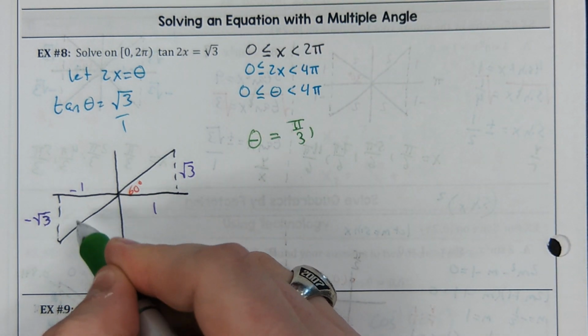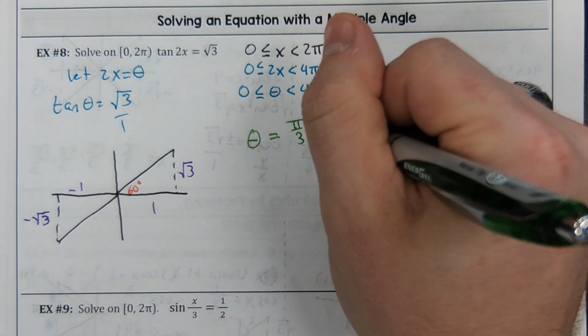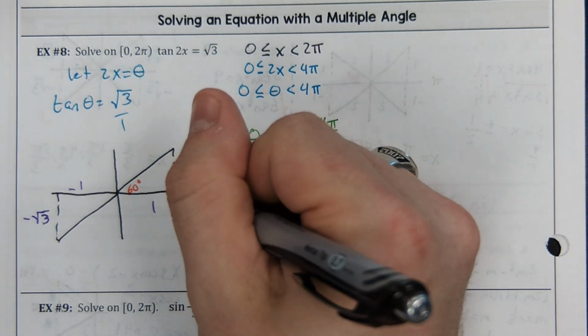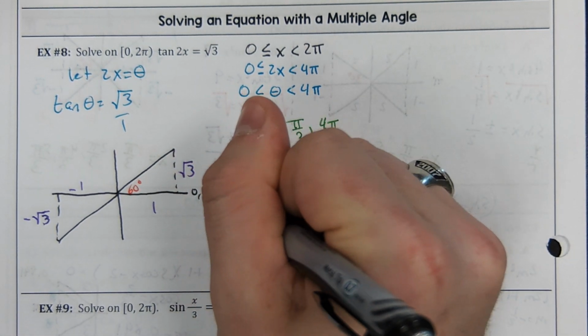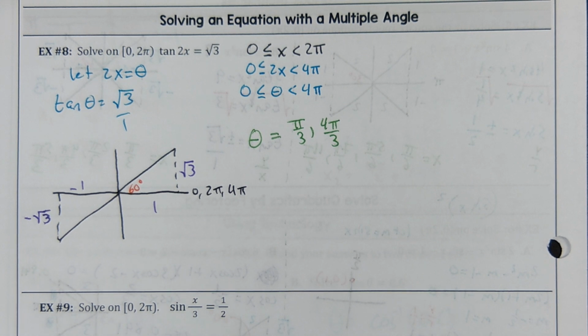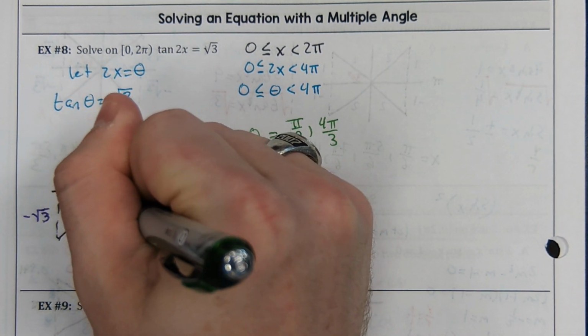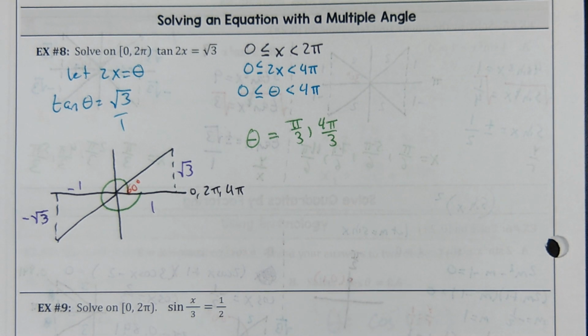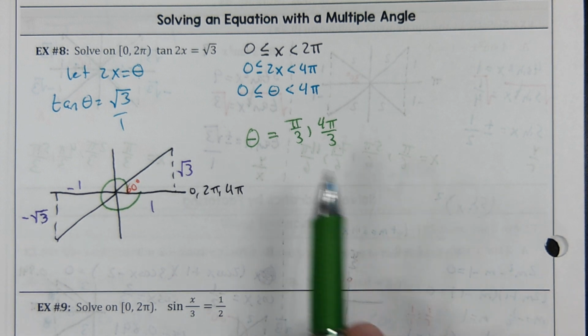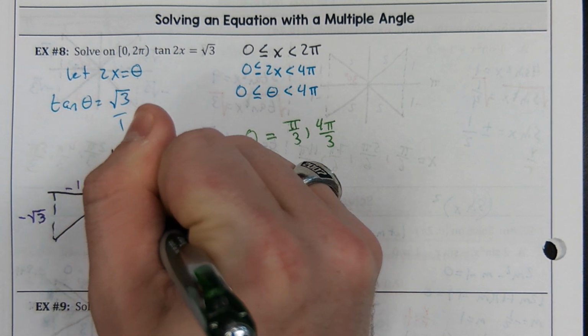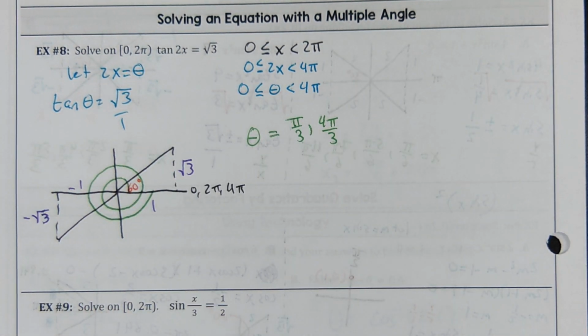And this one's after pi, so what would this one be? 4 pi over 3. I'm supposed to go to 4 pi, correct? 0, 2 pi, 4 pi. There is the first 2 pi's. You can see that my snail shell hit my terminal side twice. I just wrote those 2 down. But then it has to track all the way through another full circle, which gets us 2 more solutions.